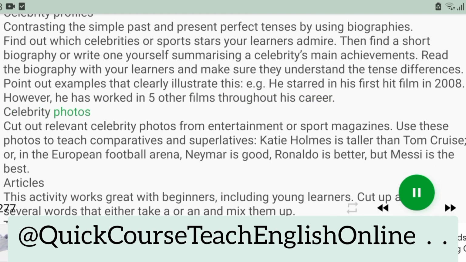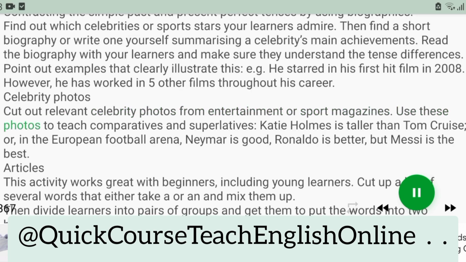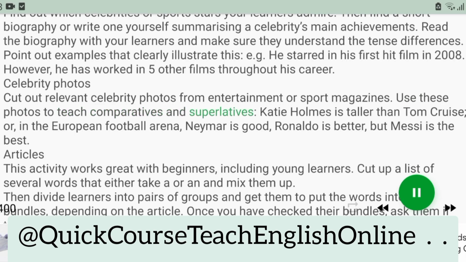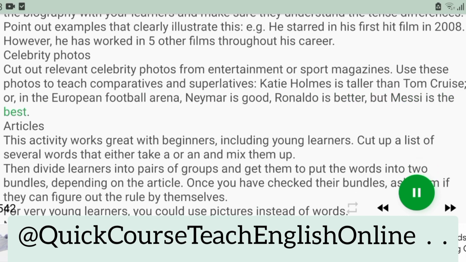Celebrity photos. Cut out relevant celebrity photos from entertainment or sport magazines. Use these photos to teach comparatives and superlatives. Katie Holmes is taller than Tom Cruise. Or, in the European football arena, Neymar is good, Ronaldo is better, but Messi is the best.